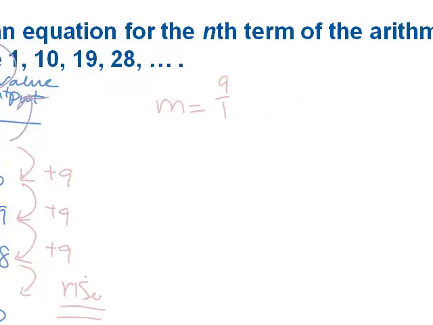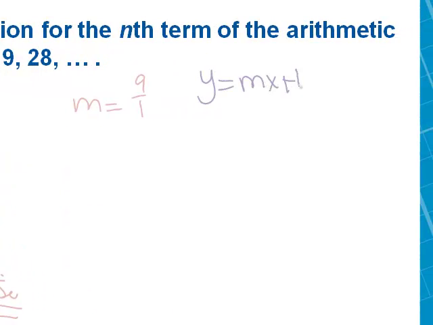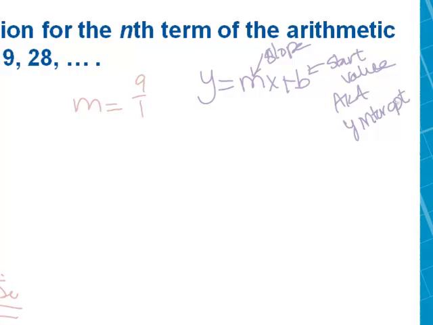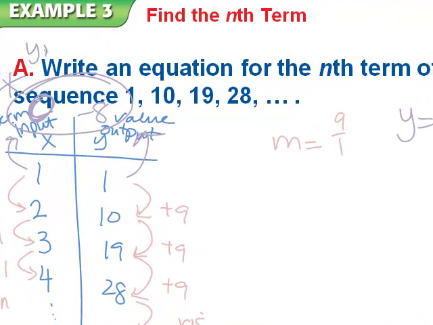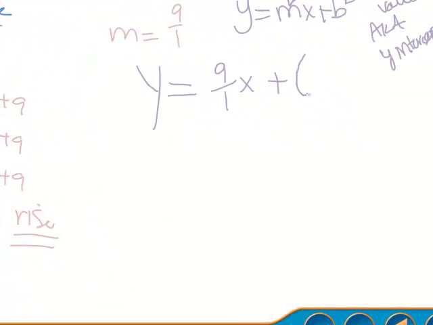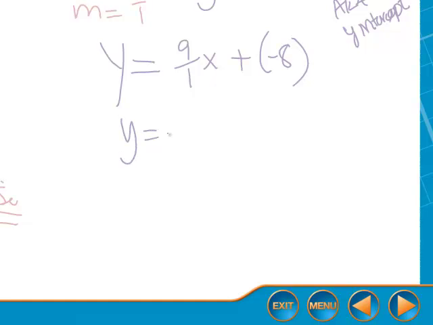That's my starting point. You've seen the equation y equals mx plus b, where m obviously is the slope, b is my starting value, aka the y-intercept. This is where you again pull another concept back in from previous lessons. This is my y-intercept. I have everything I need sitting in a table form, so I can write this equation: y equals slope, which is 9 over 1, x plus my y-intercept, which is negative 8. Clean it up, y equals 9x minus 8.